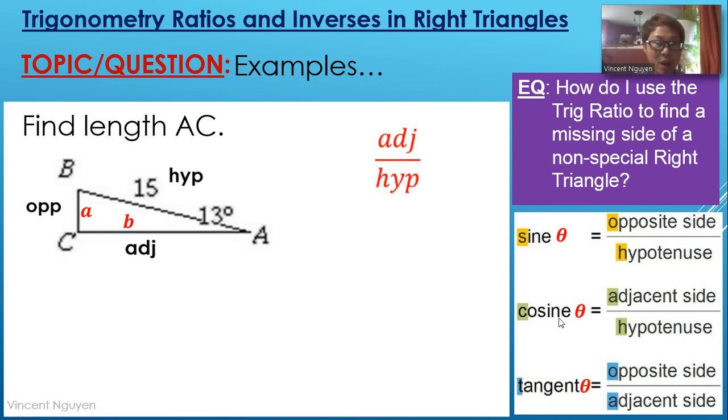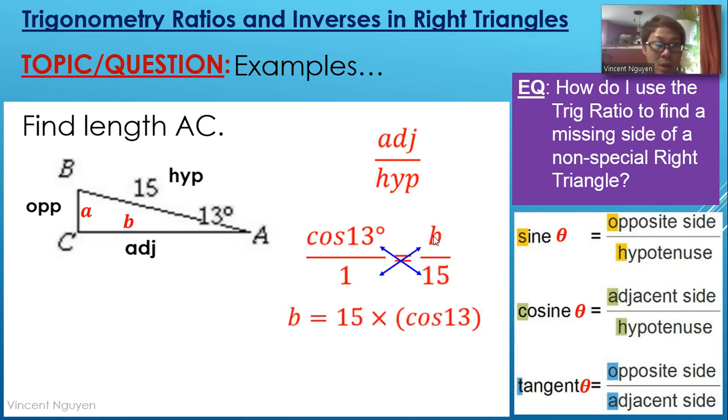Okay, so we have adjacent over hypotenuse, so we can set up the proportion of cosine. So we're going to do cosine of the angle that's given to us over 1 equals adjacent, which happens to be side B, or you can put AC if you want. I'm just going to call it B because it's one of the legs, over hypotenuse, which happens to be 15. So after you set up this proportion, all you have to do now is go back to the basics and use cross multiplication, right? And solve for B. So B times 1 equals 15 times cosine of 13 degrees, right? Or you can put cosine of 13 degrees times 15.